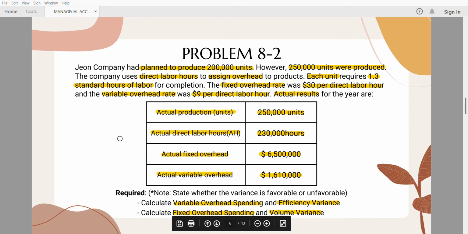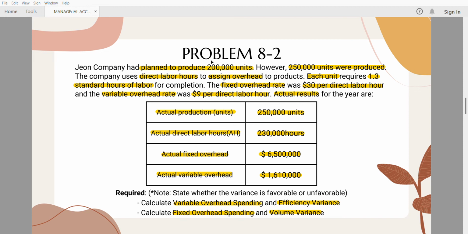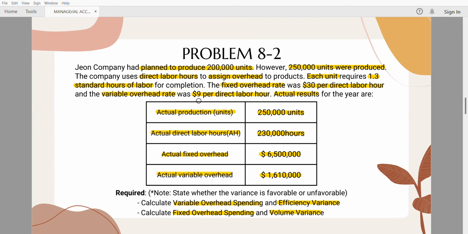Meanwhile, for budgeted, we haven't got it, but they told us that the fixed overhead rate is $30 per direct labor hour. So we know that we need to use the direct labor hours to find the budgeted fixed overhead. So how to count? It's basically take the $30 times 200,000 units, which is what the plant produces, and the 1.3 hours, which is the standard hours of labor. And now you'll be asking, why is it 200,000, not 250,000?